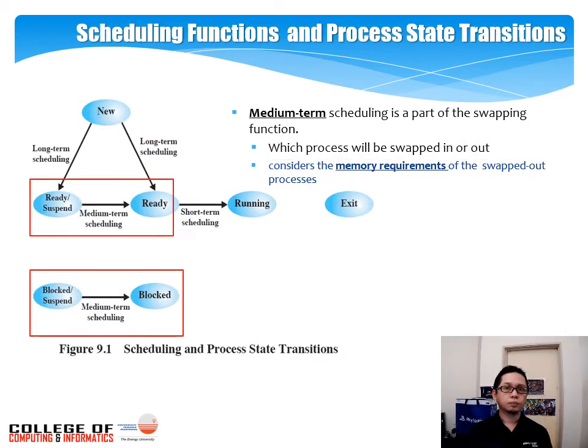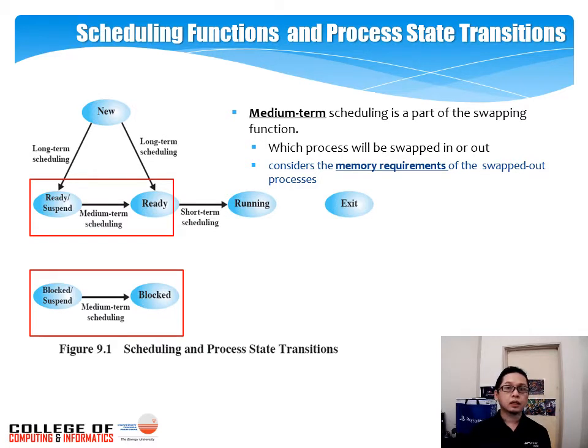And then, apart from the long-term scheduling, we have the medium-term scheduling. If you remember, we have the swapping function to decide whether a process can stay in the main memory or need to be swapped out into the secondary memory. So this is the role of the medium-term scheduler, to decide which process to be swapped in or out, or from out into in again, right?